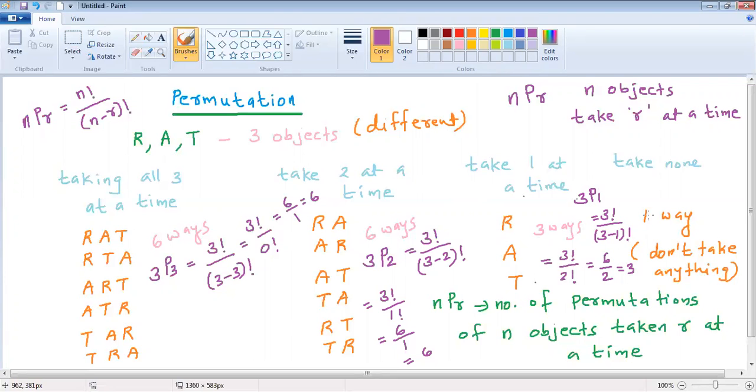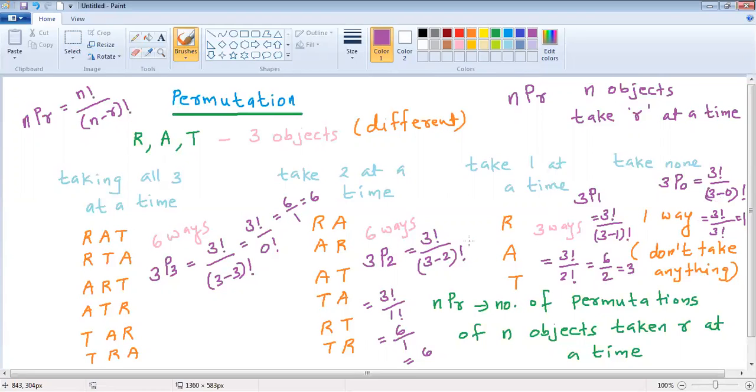And taking none, that means you have 3 objects. So 3P0, you are taking 0 at a time. Formula is n factorial divided by n minus r factorial. So that is 3 factorial divided by 3 minus 0 factorial. So you will get 3 factorial divided by 3 factorial, which is equal to 1. We already know that there is only one way for that, and that way is not to take anything, simply sit.